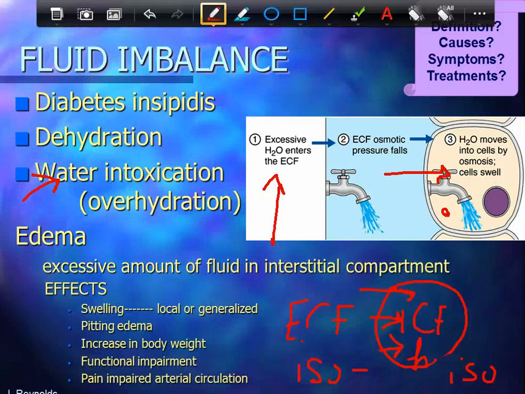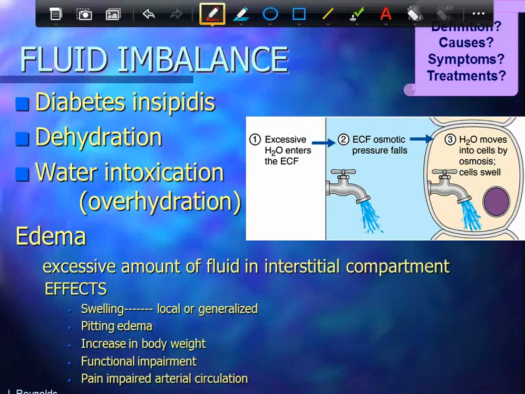So we're not back to square one yet. It's just better than the situation where the cells swell and explode. You obviously don't want that to happen. Now, again, in the case of dehydration, the reverse happens.